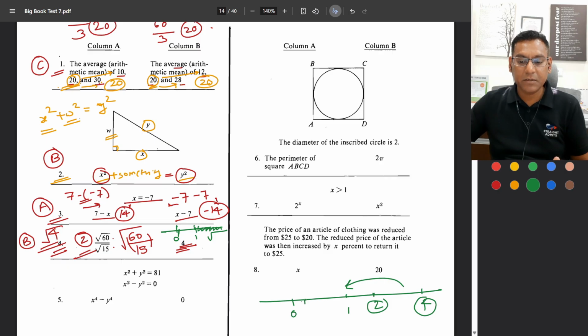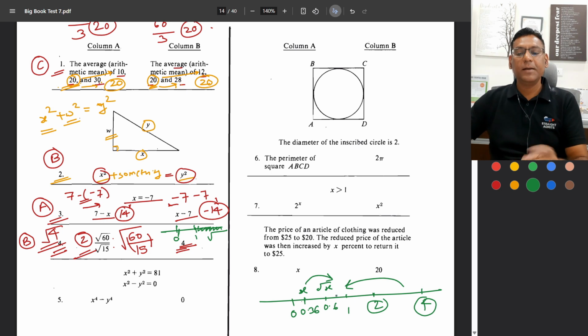If x is here, let's say 0.36, the root of that is 0.6, right? 0.6 into 0.6 is 0.36. This is x and this is root x. The root of x tries to go towards 1, but in this case it's increasing. So you need to keep that in mind.